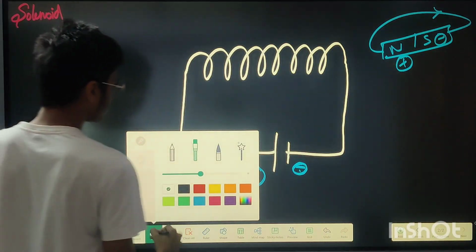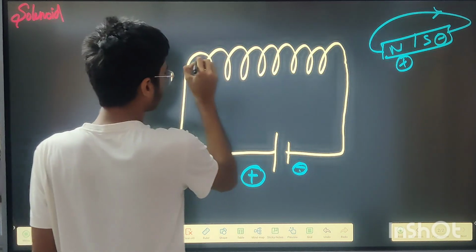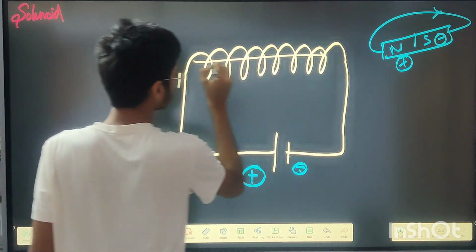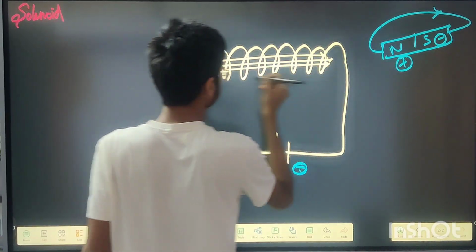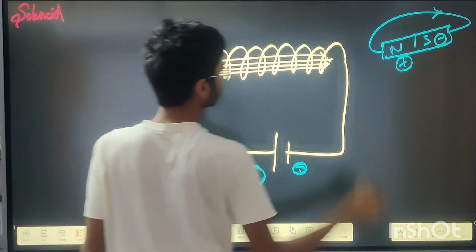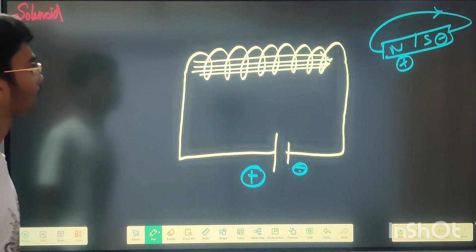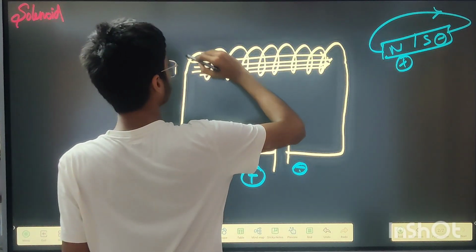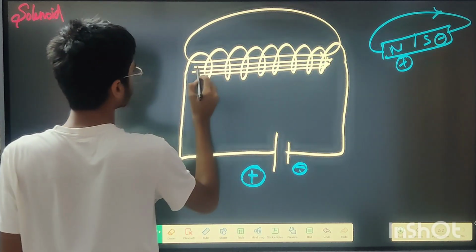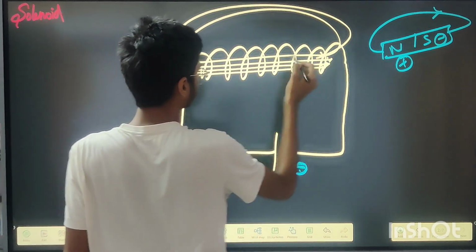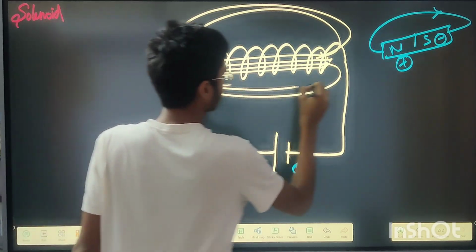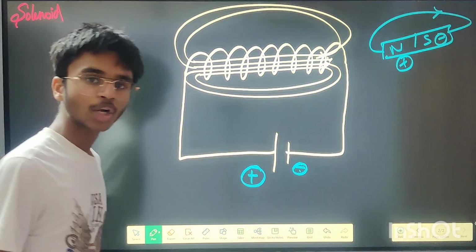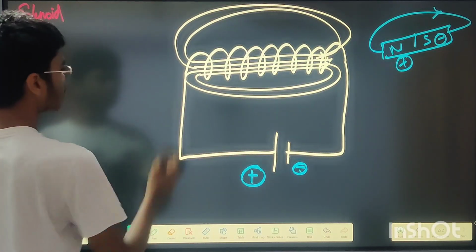Okay, so here how will the magnetic fields be? First they all will be going like this. Okay, inside they all will be going like this. This is something that you have to know first. Then also magnetic fields will be like this. Okay, also outside there will be magnetic fields like this.